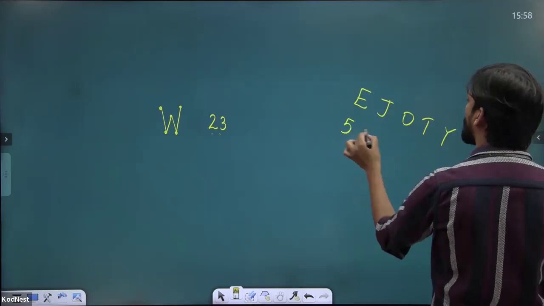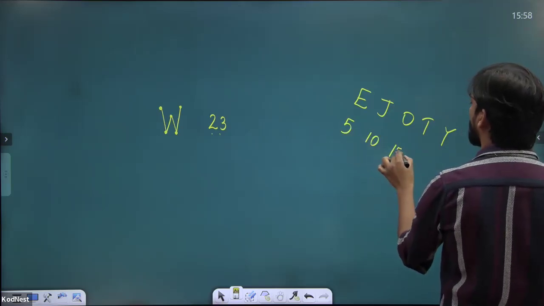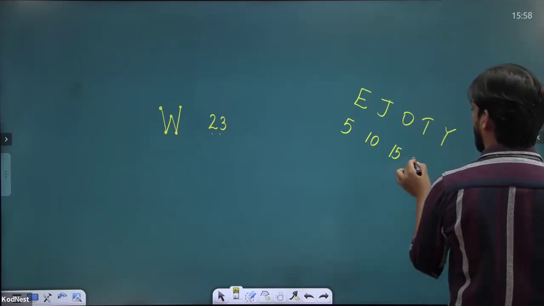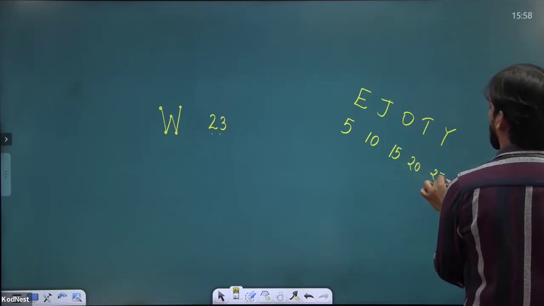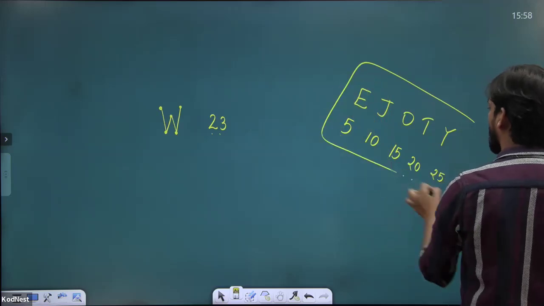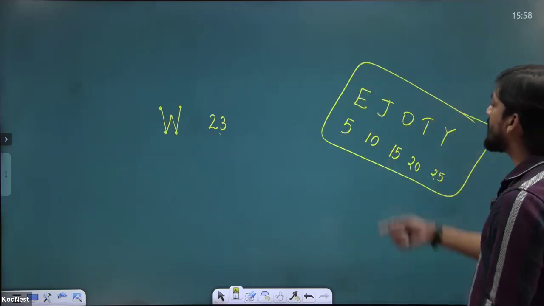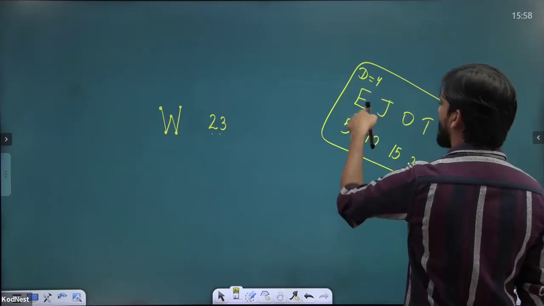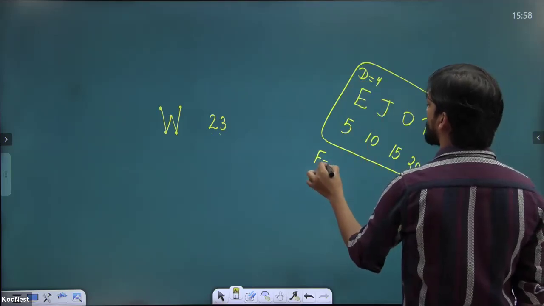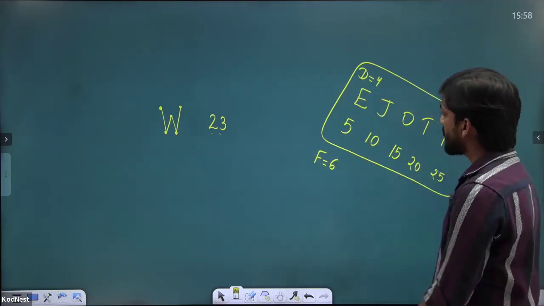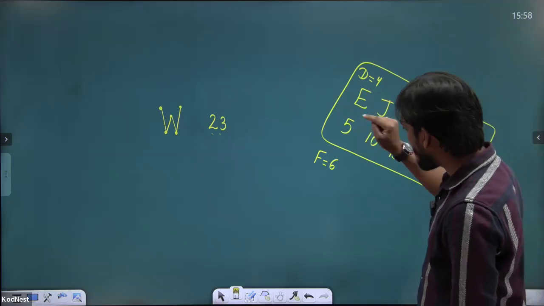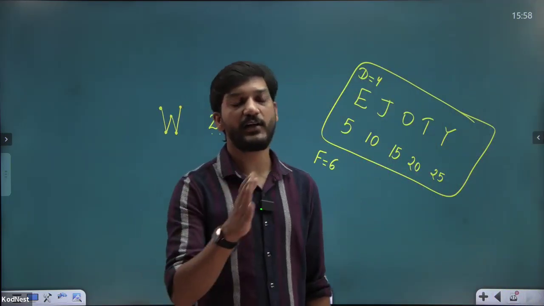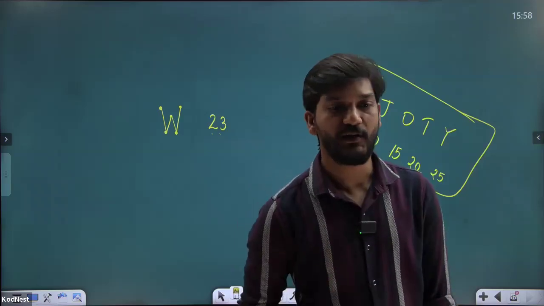They will say 5 into 1, 5 into 2, 5 into 3, 5 into 4, and 5 into 5. They will say that memorize these 5 letters, and this way E is 5. So D will be 4, they will say that. If E is 5, then F will be 6. So if you know the place value of E, then E, F, G, H will come out to be 5, 6, 7, 8. But I don't prefer that.